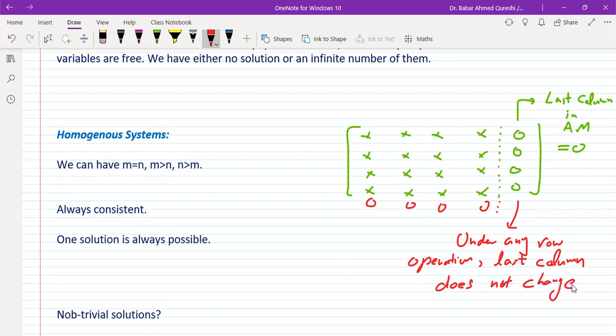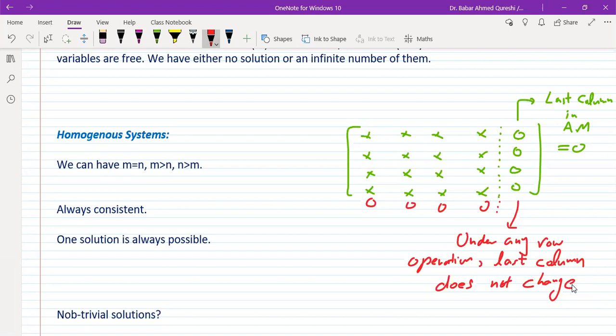That means if you create a zero row in the coefficient matrix, on the other side of it, it will still be zero. So you cannot have inconsistency in a homogeneous system. It always has a solution. Actually, you can tell me one solution right away. What would that be?